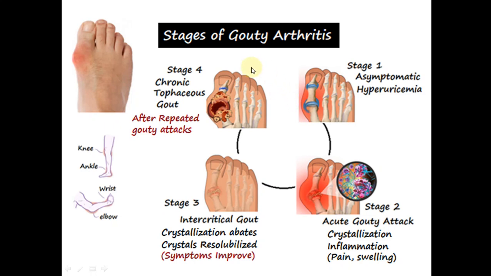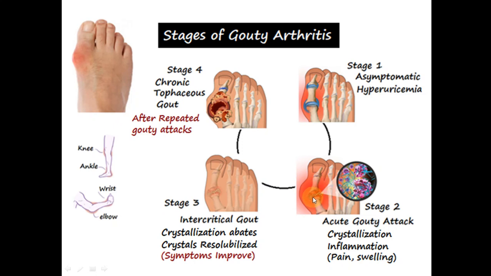So we can divide the course of gout into 4 stages. Initially, there is hyperuricemia in stage 1, but there are no signs and symptoms. In an acute gouty attack, what happens is that the monosodium urate crystals are deposited in the joint, and as we saw in the previous slide, it will lead to a scenario of acute inflammation.